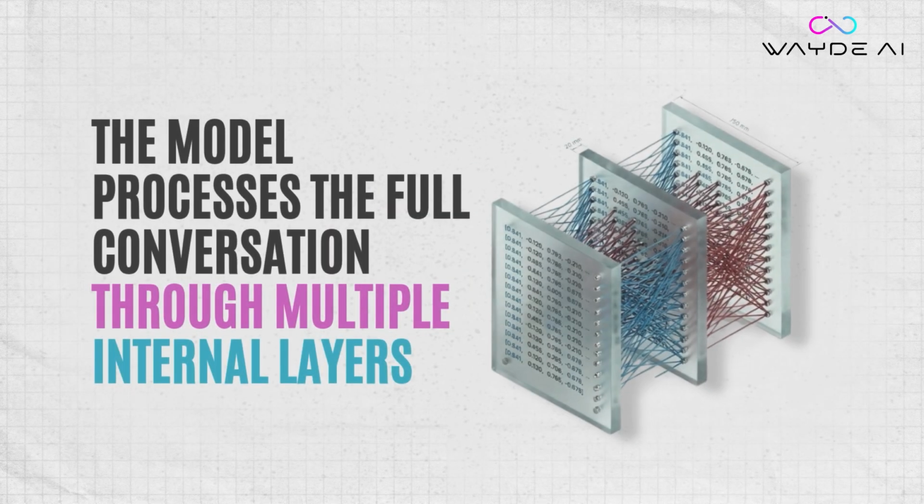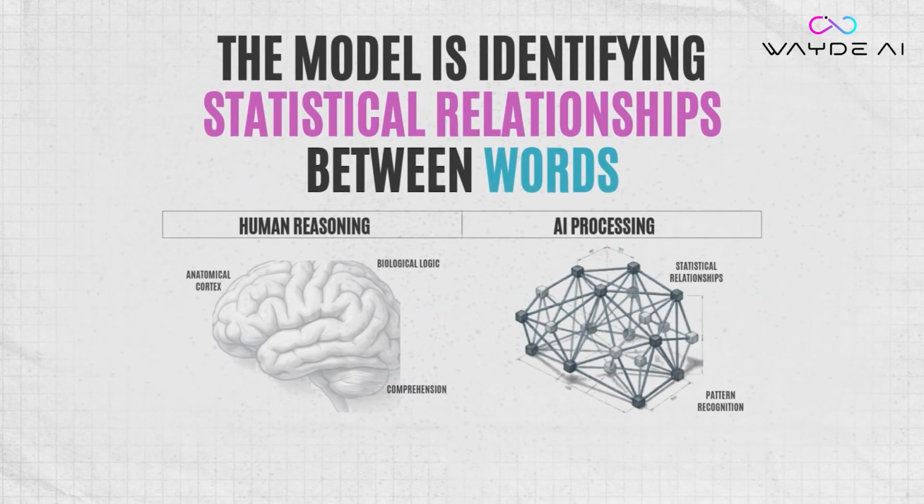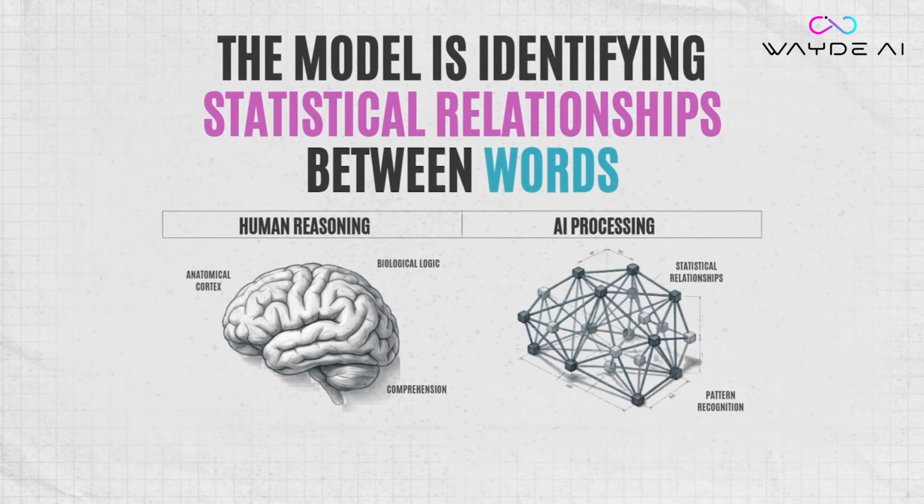After tokenization, the model processes the full conversation through multiple internal layers. Think of this as a system analyzing how every word in your input relates to every other word at the same time. It uses what it learned during training to build its best approximation of what your input means. Now, this is not comprehension. There is no understanding happening here. The model is identifying statistical relationships between words, patterns it has seen before in its training data. It is doing this very quickly in a very sophisticated process, but it is pattern recognition, not reasoning.